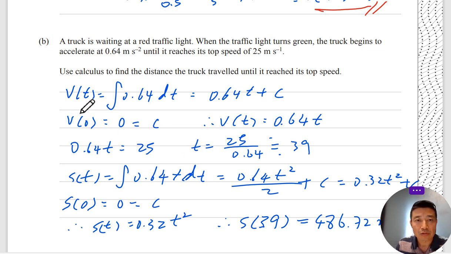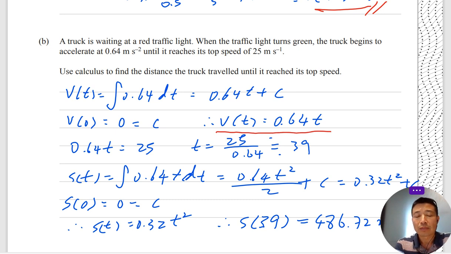To find the velocity, you have to find the velocity first and then find the displacement function. So you have to integrate acceleration, right? You get that, and it turns out c is 0, because when time is 0, velocity is 0, because the truck stopped there. So c is 0. So I got this velocity function over there.